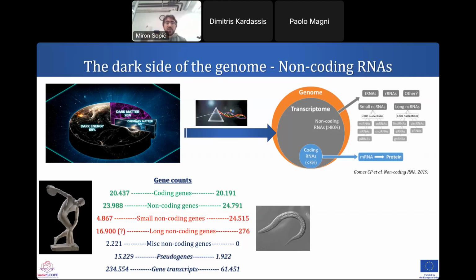But when you compare the distribution within these non-coding genes, you will see that in organisms that are less complex, you have many of these non-coding RNAs or genes that are very small. And on the other side, when you have more complex organisms, you will see the increase in long non-coding genes. Also, we should not forget the story of pseudogenes, which are also very important because you can see that as the organisms get more complex, the number of pseudogenes increases.